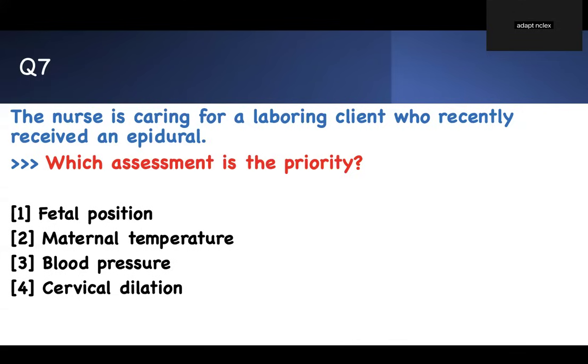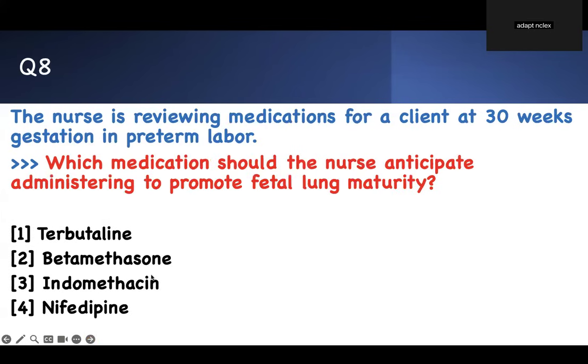Look for hypotension. At the same time, in order to prevent that, mommy has to have fluid on board. Therefore, which assessment is your priority? Not because of the position of the baby, not because of the mommy temperature, not because of cervical dilation, because of your blood pressure. So I'm checking your blood pressure, number 3.